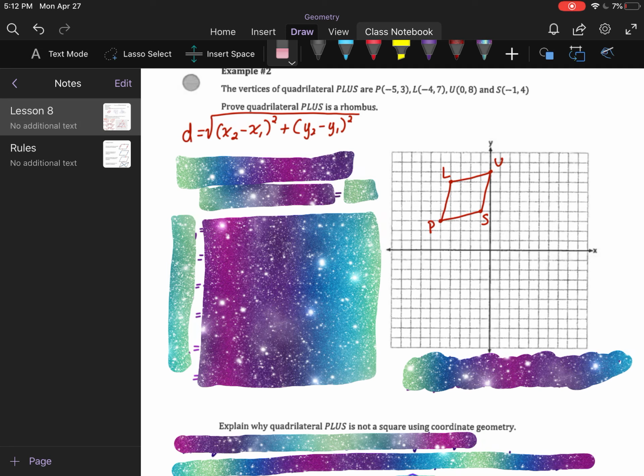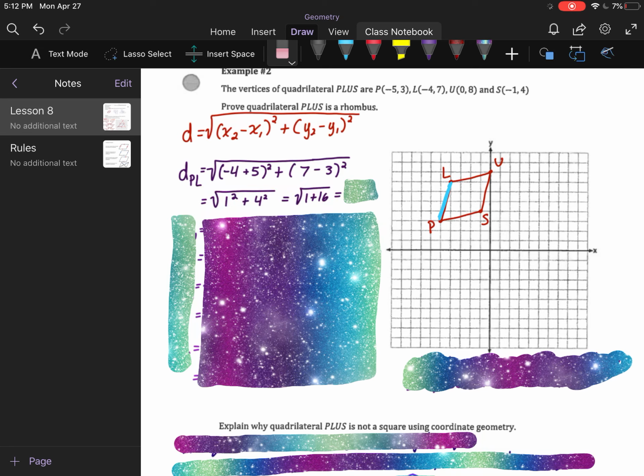We're going to do the distance for this side right here, PL, and when you plug that in, you're going to get that, and you could take everything on the inside of the square root and put that in your calculator if you'd like, and you're going to end up getting 17. Okay, and then you keep the square root around it, so it's the square root of 17.